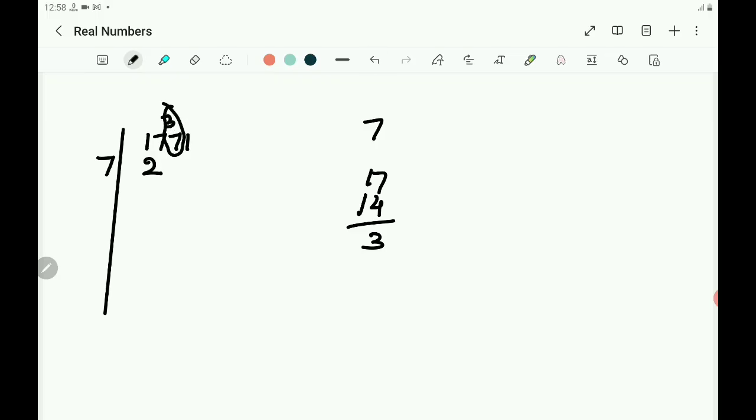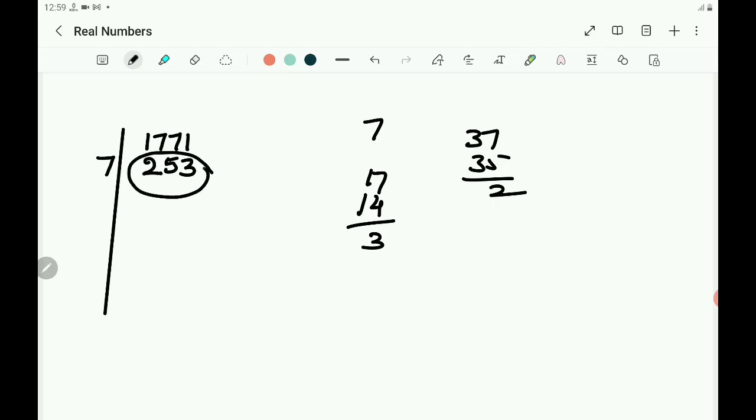3, 7 you will get 37, and 37 is not in the table 7, its previous number 36 is also not there, and 35 is there. 7 fives are 35. Again 37 minus 35 means 2 is remaining. 2, 1 means 21. Then you can write 7 threes are 21.